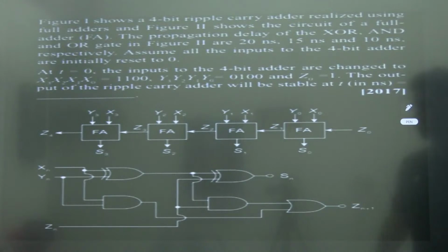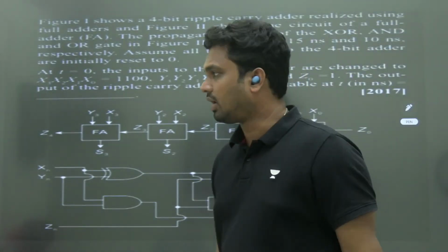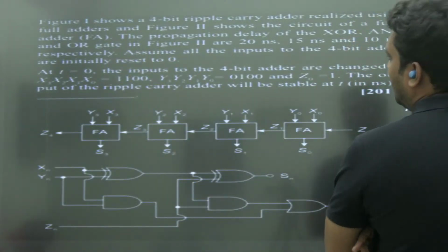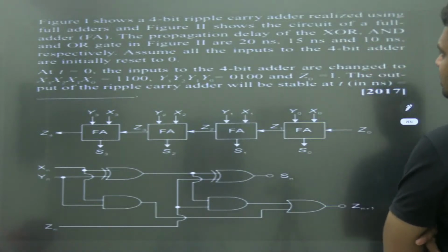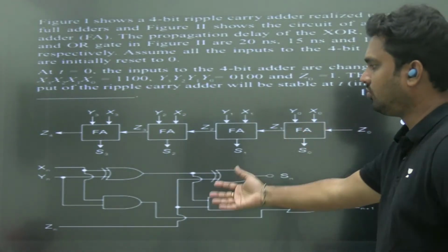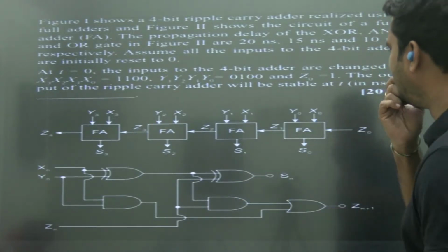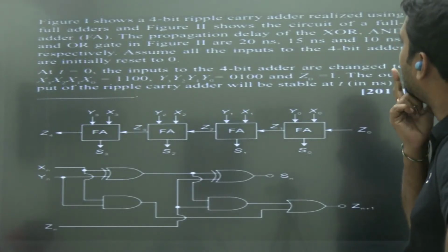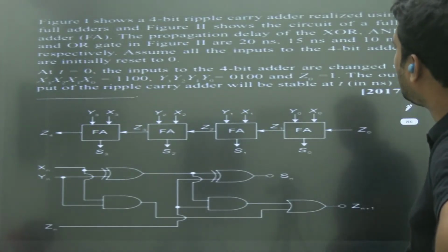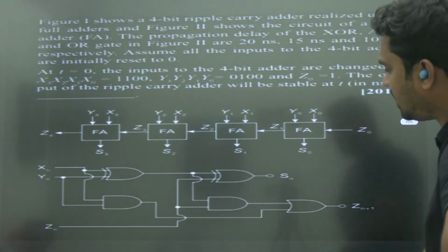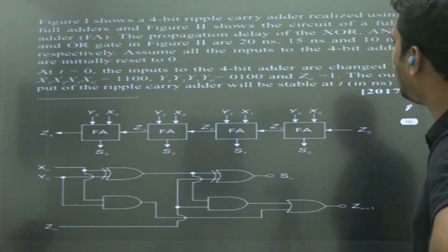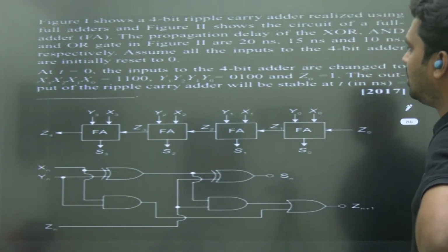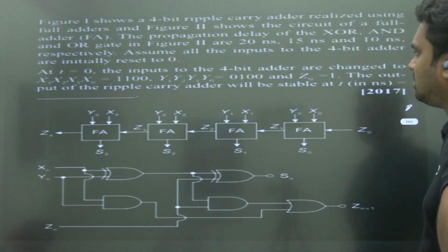Time is up. So maybe you tried, you get it or not, leave it, I will explain. You have a 4-bit ripple adder realized using full adders, and figure 2 shows the internal structure of each full adder. I'll draw it, don't worry. The propagation delays of the XOR gate, AND gate, and OR gate are given as 20 nanoseconds, 15, and 10. Assume all input bits of the 4-bit adder are initially reset to 0. At time t equal to 0, the 4-bit input changed from 1100 to 0110.